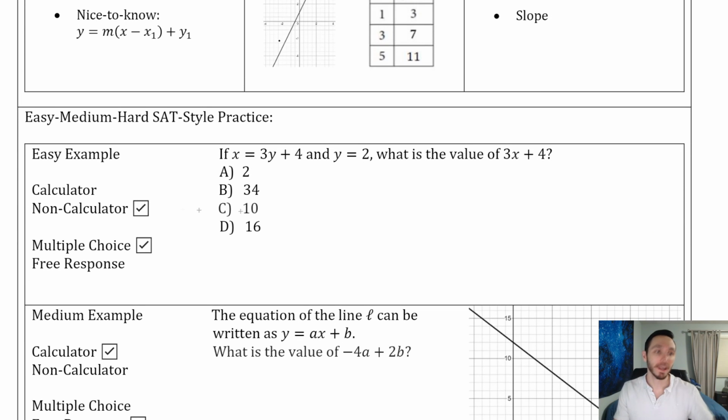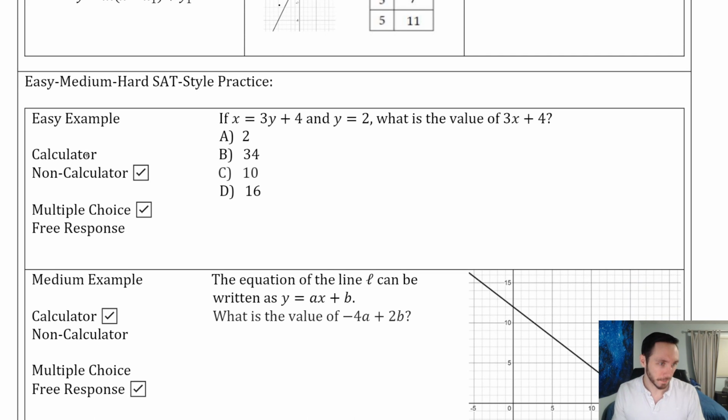So let's get to it. I want to do an easy, medium, and hard example of each just to shock your system into seeing it in this setting. All these problems I wrote are original problems, but they have the same flavor that the SAT might taste like.